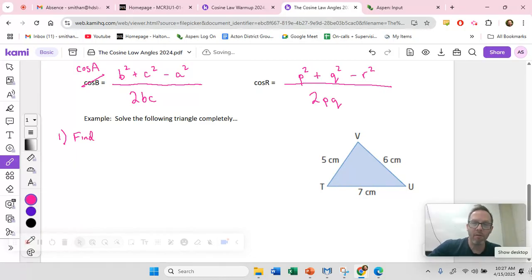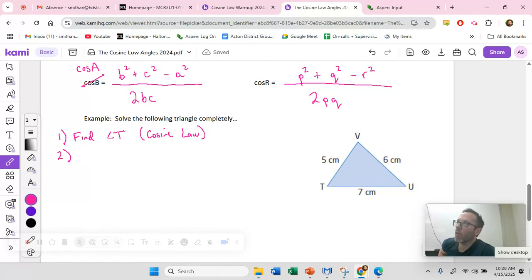So we have choice, but we don't get bogged down by choice. We just make a decision and go with it. Find angle T. And to do that, you have to use the cosine law. We don't have a choice about the law we use here. We have to use cosine law for angles. But you could pick T or U or V. We'll do T.